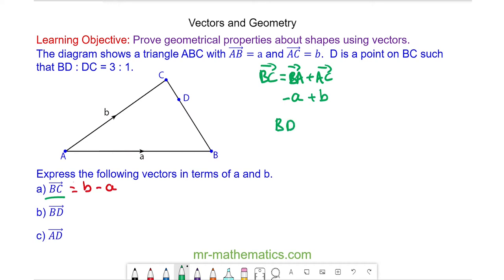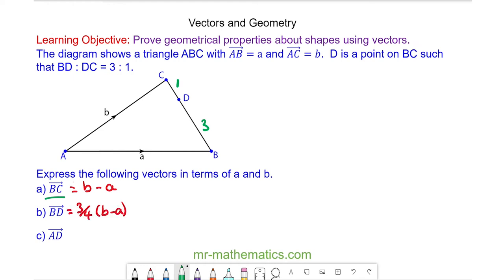For B to D, we know in here we have B to D is three parts, and D to C is one part. So B to D will be 3/4 of B to C. And we just worked out B to C as B minus A. So this will be 3/4 of B minus A.